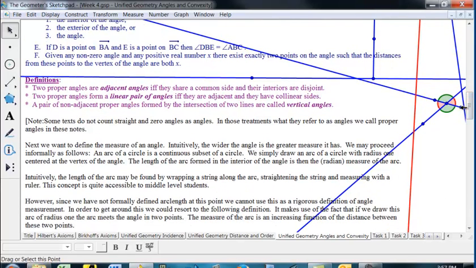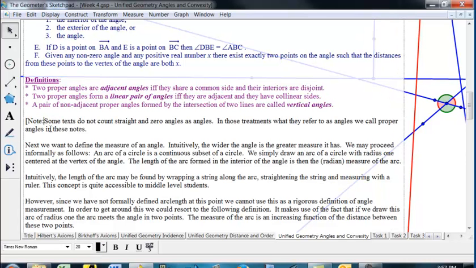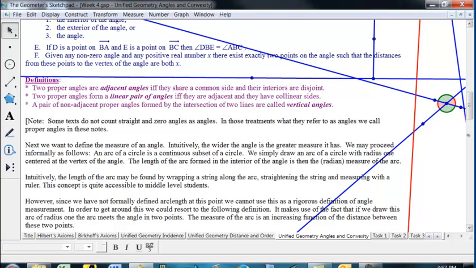Some people don't count straight angles and zero angles as angles. So sometimes when they refer to angles, we call what we would call those things proper angles. Now we have to talk about defining an angle measure. Okay, let's come back to the next video and start there.